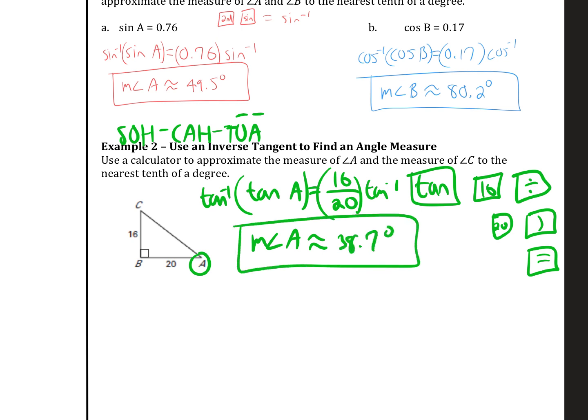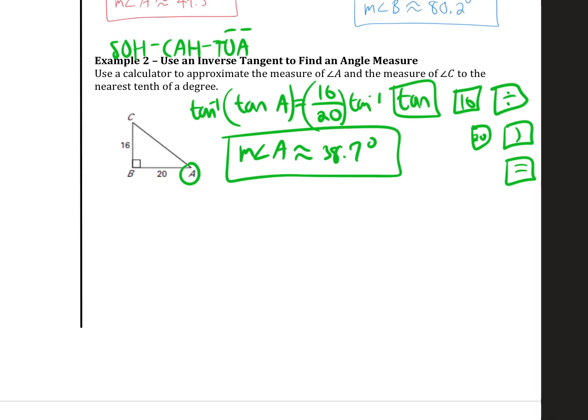All right, see if you can figure out the measure of angle C doing a similar thing. All right, measure of angle C. So it's going to be tangent of C, right? Because 16 and 20 are opposite and adjacent. So we're going to do 20 over 16. We solve for C by doing inverse tangent.